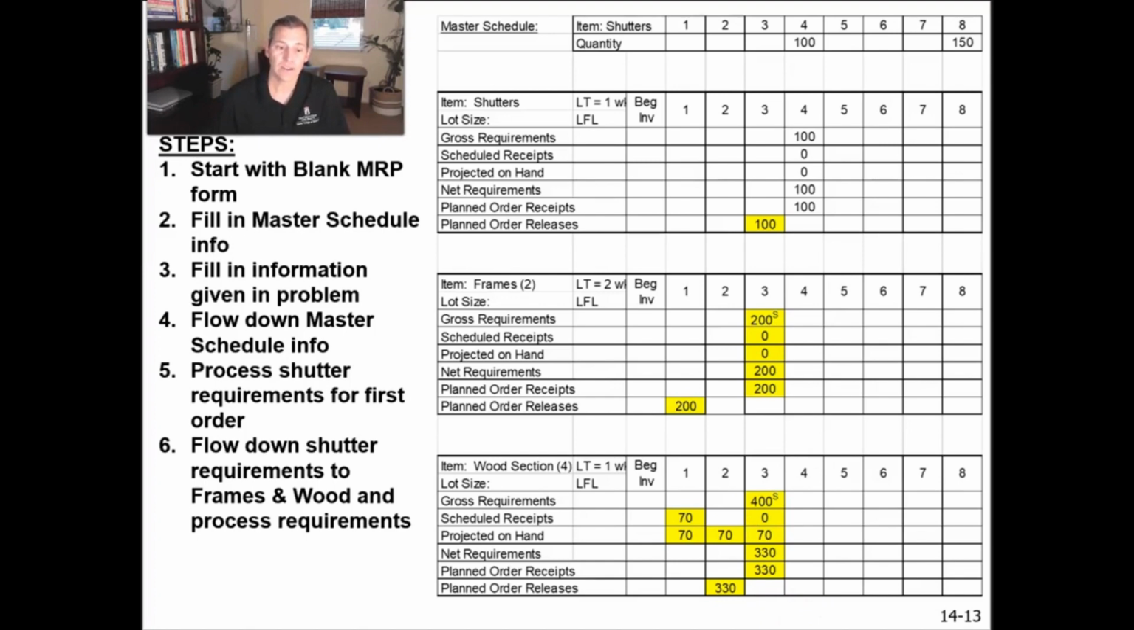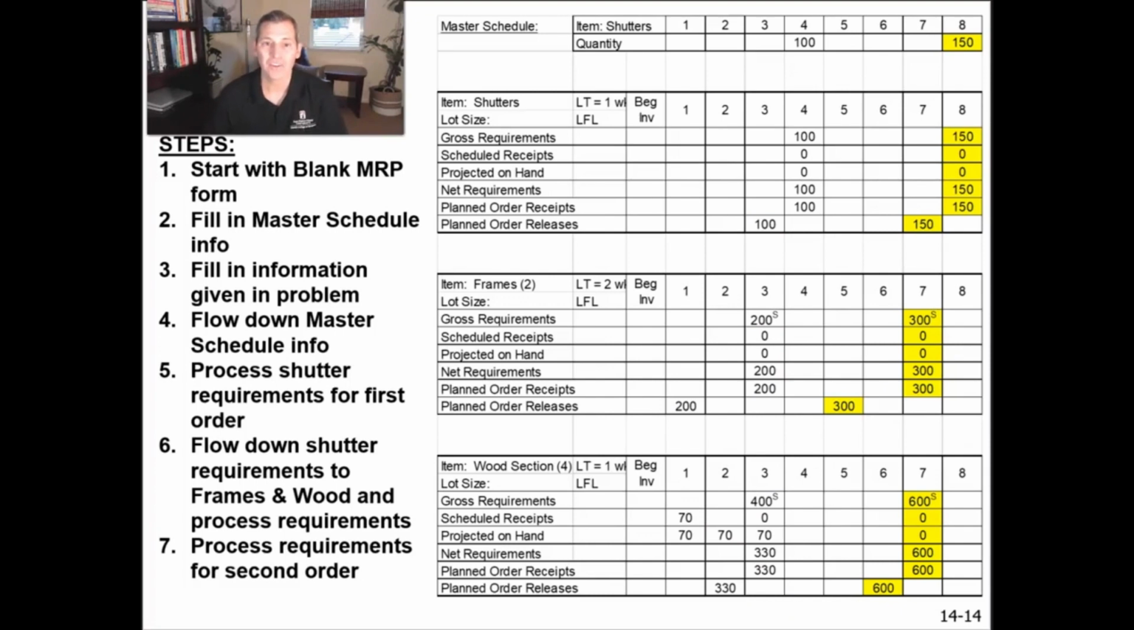So real quickly, let's not forget that we have another order to do. We have 150 shutters that are supposed to ship in week 8. So those 150 shutters, that's our gross requirements. We have no scheduled receipts. We have no projected on hand. So our gross requirements equals our net requirements. They have a 1-week lead time offset. So for them to ship in week 8, we need to release or order in week 7, and they will be done in week 8.